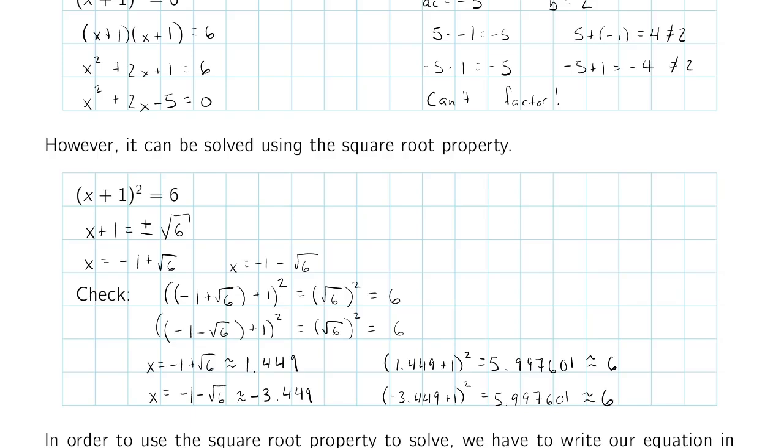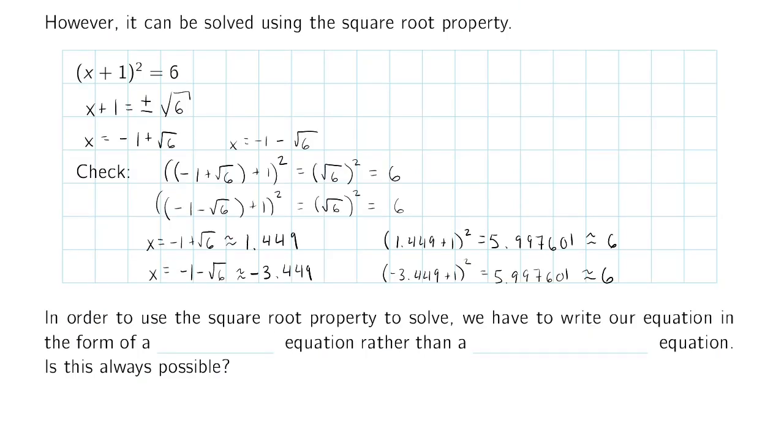Now there's a problem. In order to use the square root property to solve, we need to have our equation written in the form of a power equation rather than as a polynomial equation. So far, we've just seen 2 examples that happened to be written that way.